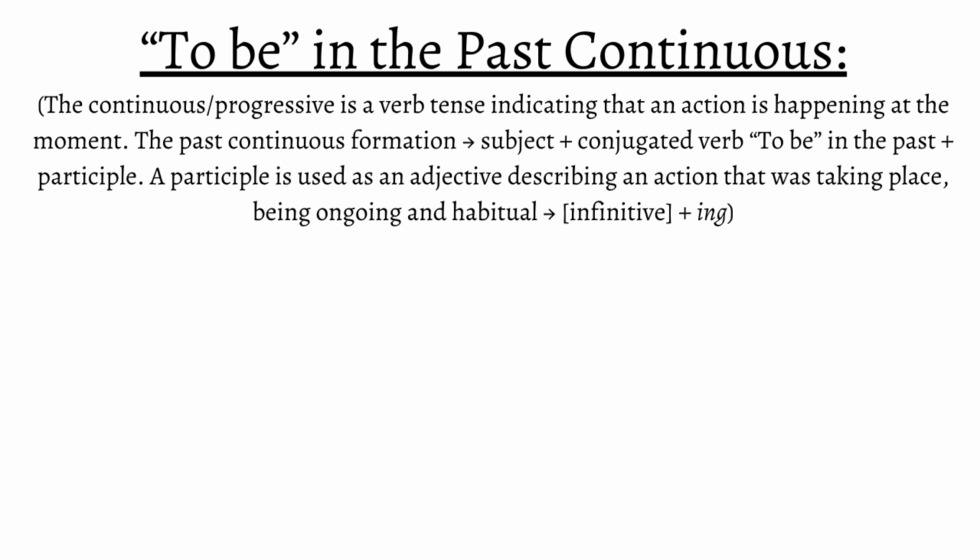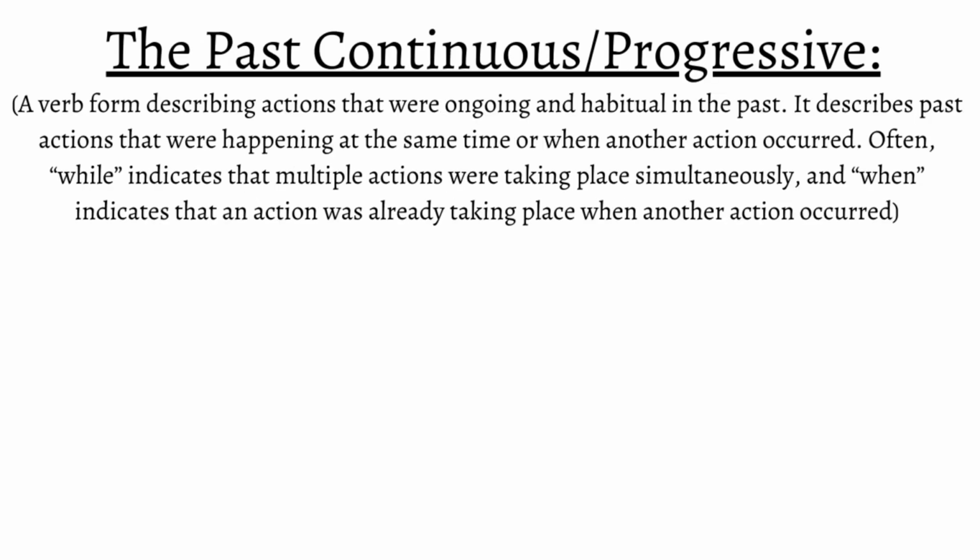For most verbs, we take an infinitive and add the letters ing to the end. But despite having these letters, English can spell participles differently for better sound quality and writing purposes. I already covered this concept in my English progressive video, so I recommend going back and rewatching it just a bit, if you wish. Ultimately, we have the past continuous. It's a verb form that describes actions that were ongoing and habitual in the past. Often, it describes past actions that were happening at the same time or when another action occurred.